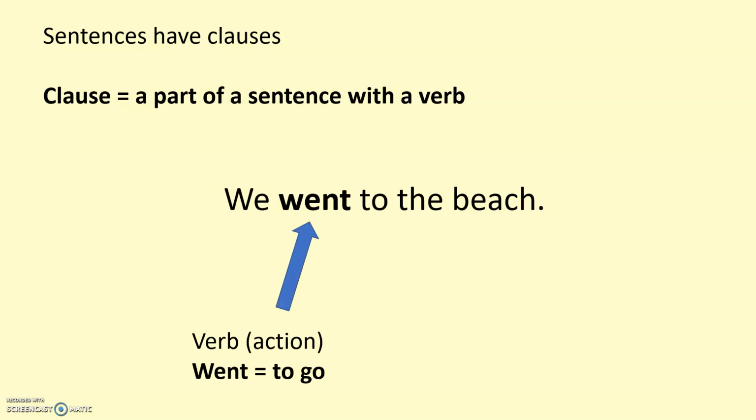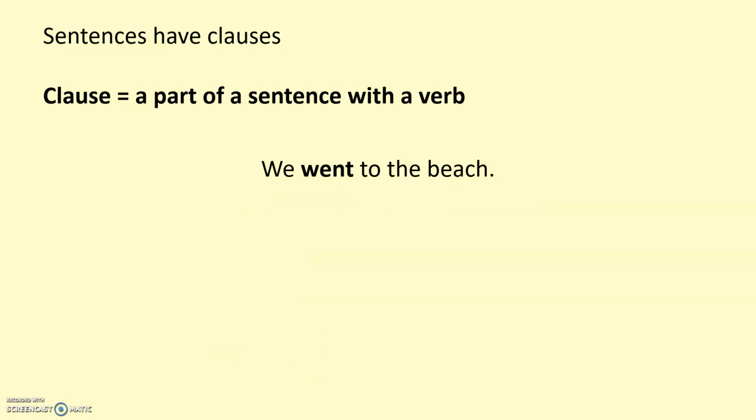So clauses, let's hold that information there a minute. There's one clause. We went to the beach. Why is it a clause? It's got a verb in it. The action word there, went, which comes from to go. So we went to the beach. There's your clause. It's one sentence. It's one clause. So far, so straightforward. So let's now move on to a slightly longer example.